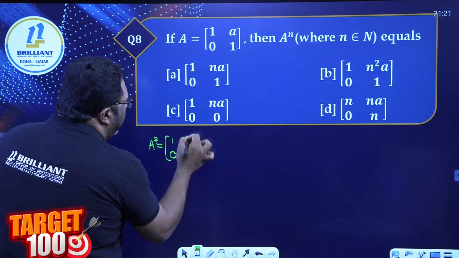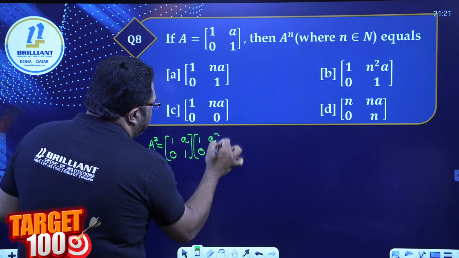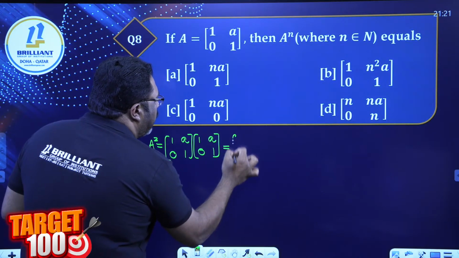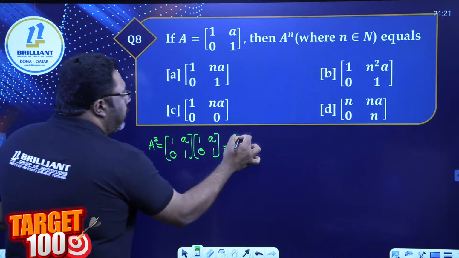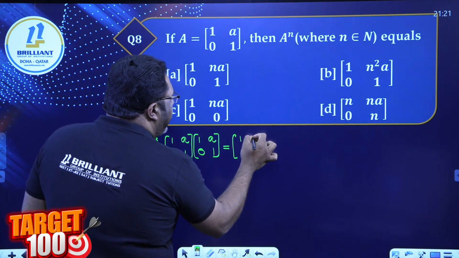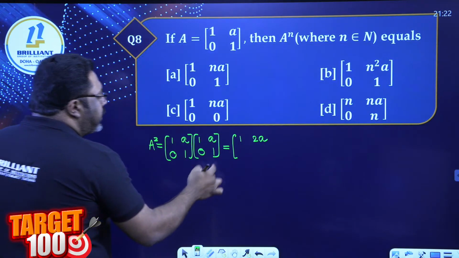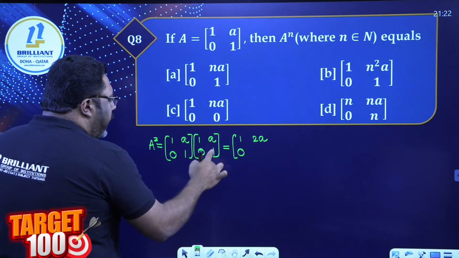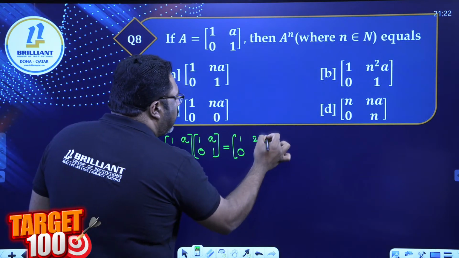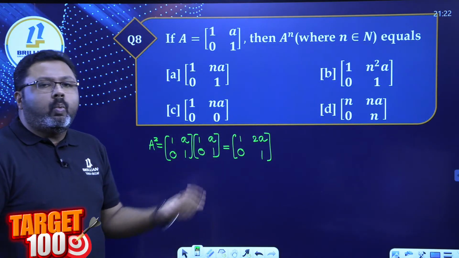1, A, 0, 1 multiplied with 1, A, 0, 1. Your answer: first row with the first column is 1. First row with the second column is A plus A, 2A. Second row with the first column is 0. Second row with the second column is again 1. So the answer is 1, 2A, 0, 1.